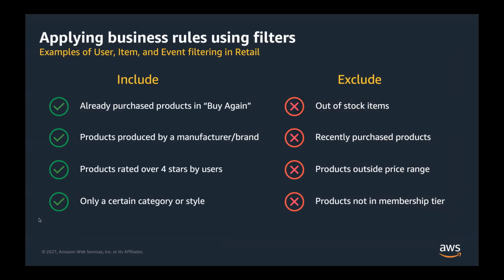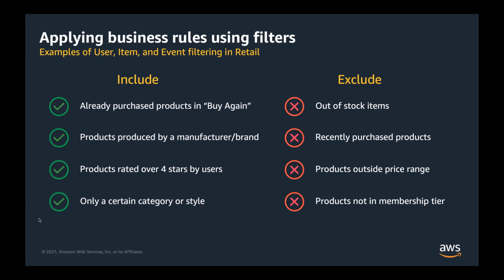I talked about filters earlier, but I wanted to cover some examples that we see where customers use filters in their applications. These fall into two categories. You can use filters to either include items based on a business rule or exclude items based on a business rule. Let's consider a retail use case where you have products that users buy on a recurring basis, so they're more consumable products.